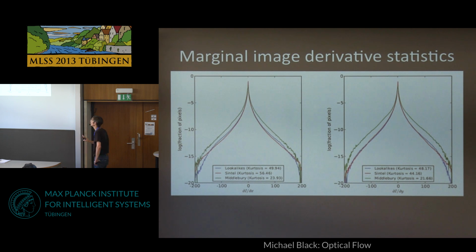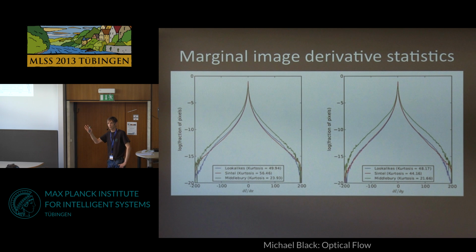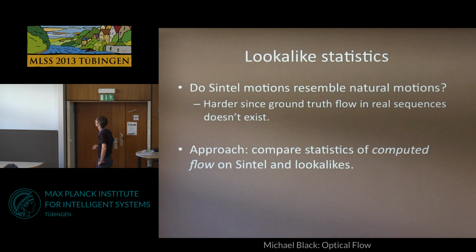The question that's maybe more interesting is, does the motion have the same kind of structure? This is a little bit harder, since there's no ground truth motion for those sequences. So we did something a little bit fishy, which is that we computed optical flow using an algorithm on Sintel, and we computed optical flow using an algorithm on the lookalikes. You have to assume those algorithms behave reasonably, and then we compared the statistics of those.